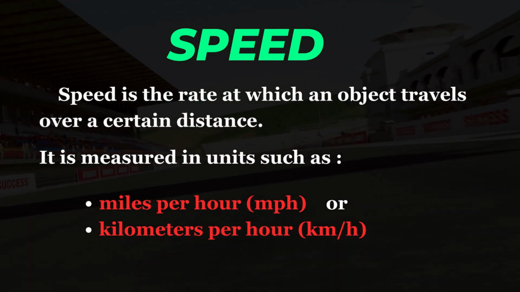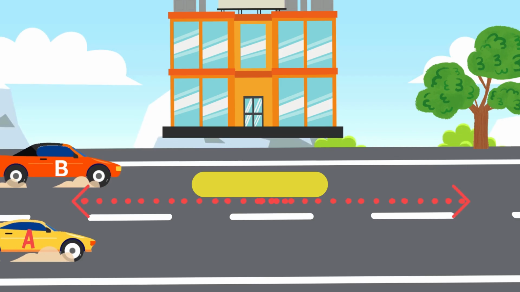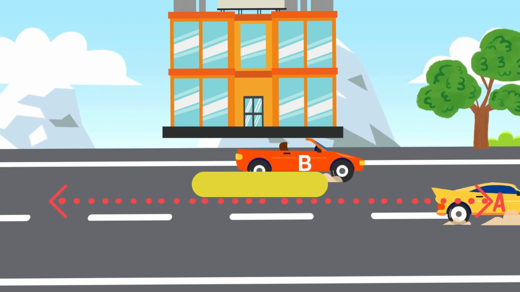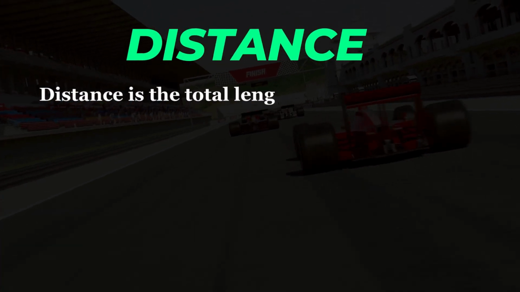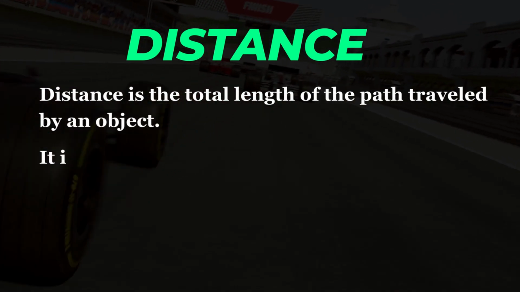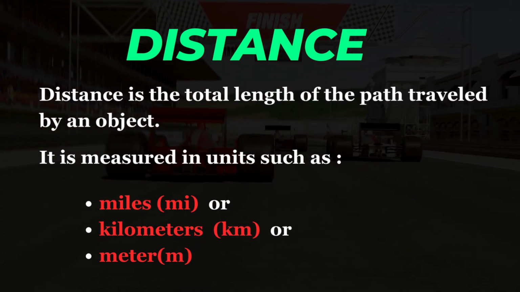Now, let's talk about distance. Distance is simply how much ground the car covers in their race. Hence, distance is the total length of the path traveled by an object. It is measured in units such as miles, kilometers or meter.